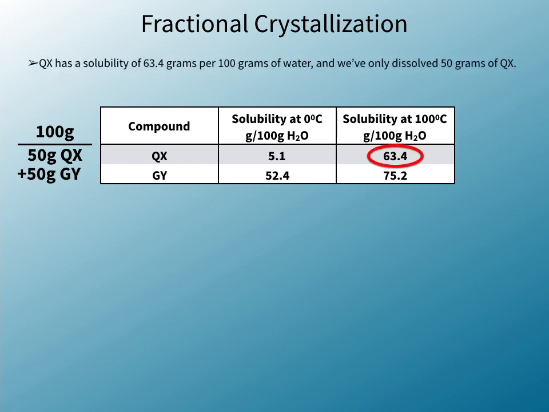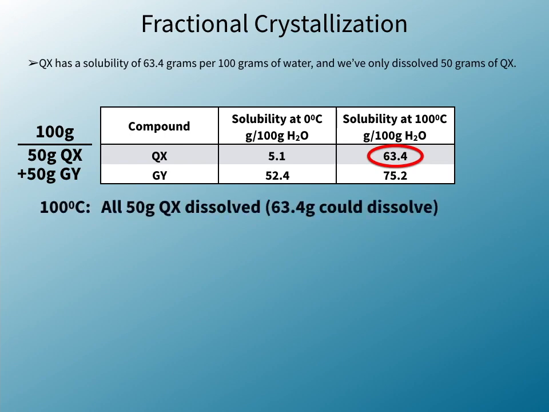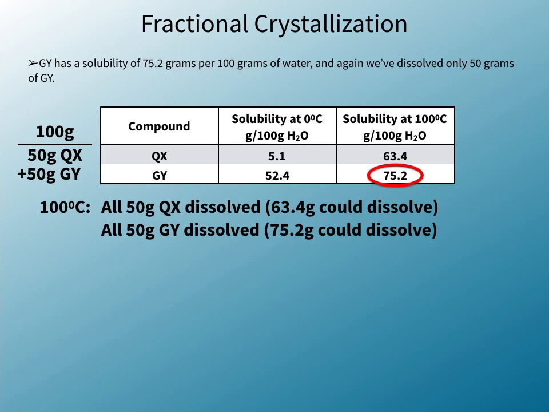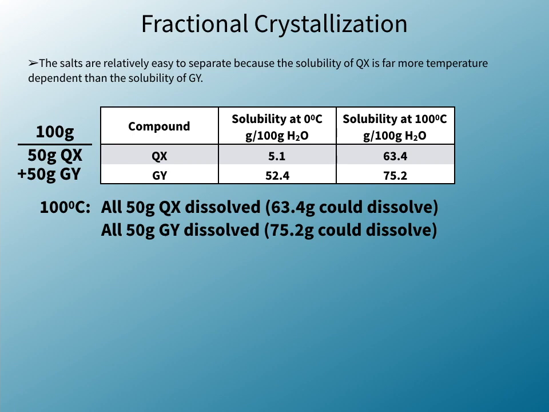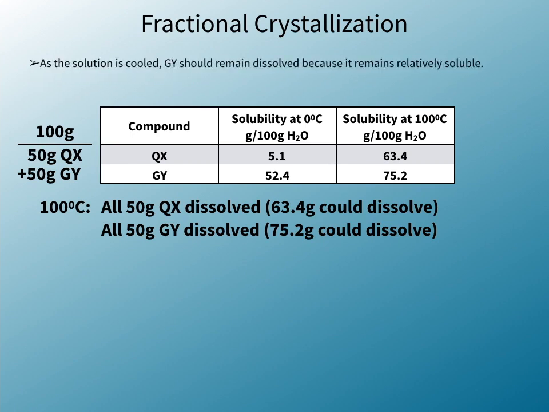QX has a solubility of 63.4 grams per 100 grams of water, and we've only dissolved 50 grams of QX. GY has a solubility of 75.2 grams per 100 grams of water, and again, we've only dissolved 50 grams of GY. The salts are relatively easy to separate because the solubility of QX is far more temperature dependent than the solubility of GY. As the solution is cooled, GY should remain dissolved because it remains relatively soluble. QX, however, will precipitate as a solid because its solubility decreases rapidly as the solution is cooled.